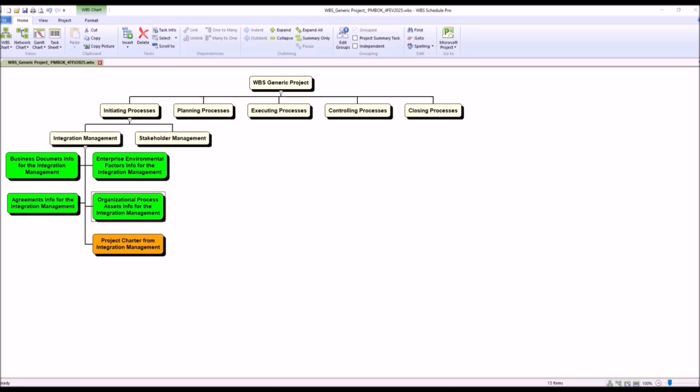Organizational process assets are critical for project charter development because they provide the standardized processes, templates, historical data, and knowledge that help ensure the charter is consistent, accurate, and aligned with organizational practices. Organizational process assets serve as a valuable resource for project managers and teams, enabling them to leverage past experiences and established best practices.